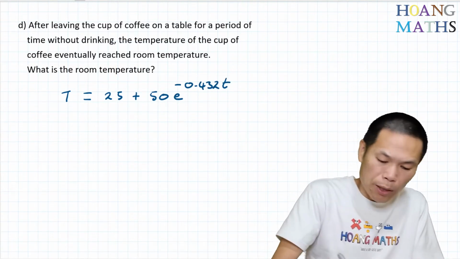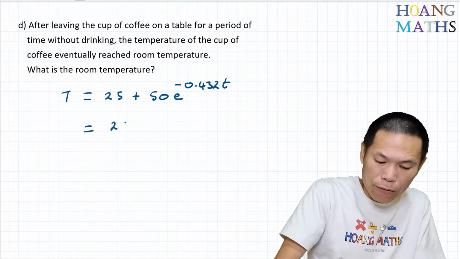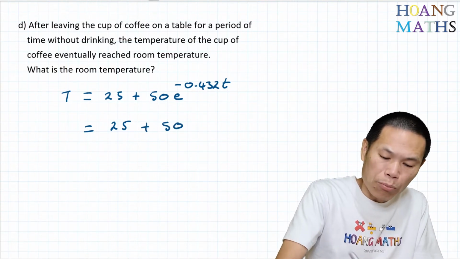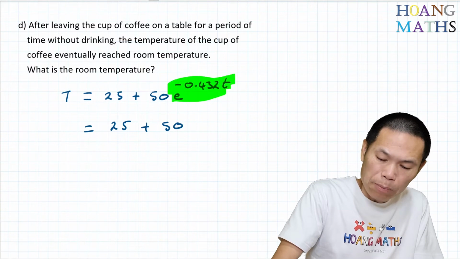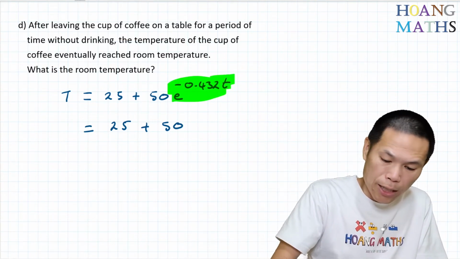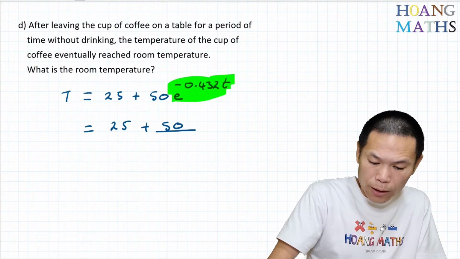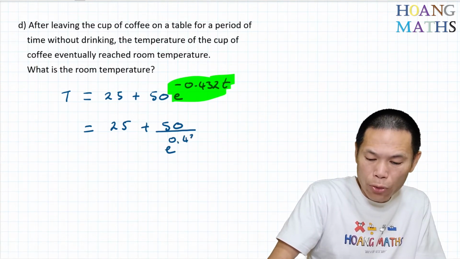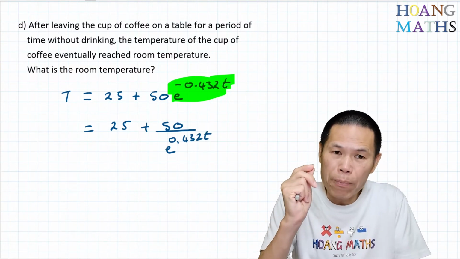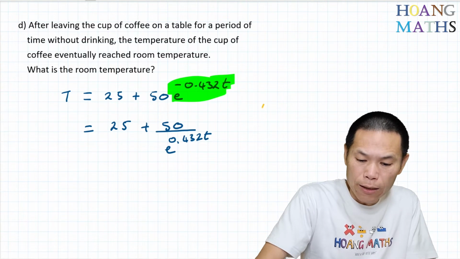So this can be expressed as 25 plus 50. Now I'm going to bring this down, so that becomes positive index. So I move this down, become positive, okay? So over e to the 0.432 t.